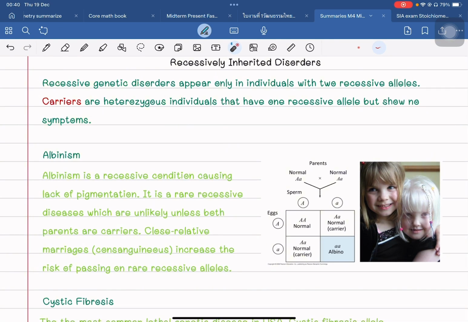First is albinism. Albinism is a recessive condition causing lack of pigmentation. It is a rare recessive disease, which is unlikely unless both parents are carriers. A close relative marriage can increase the risk of passing on rare recessive alleles.